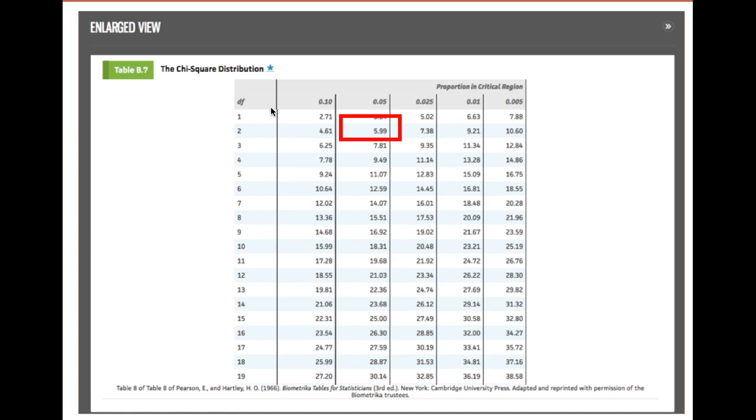In rows, we have degrees of freedom, and in columns, we have alpha levels. One thing you might notice here is that the chi-square distribution is not two-tailed, so we don't have an option for a one-tailed versus a two-tailed alpha level. It's always one-tailed. It actually looks exactly like the F distribution. So we're going to find our degrees of freedom here, 2, and our alpha level of 0.05, and the point where they meet right here is my critical value, 5.99.